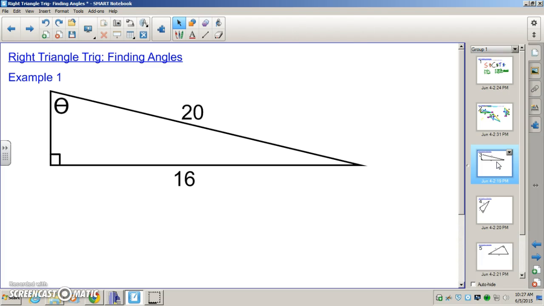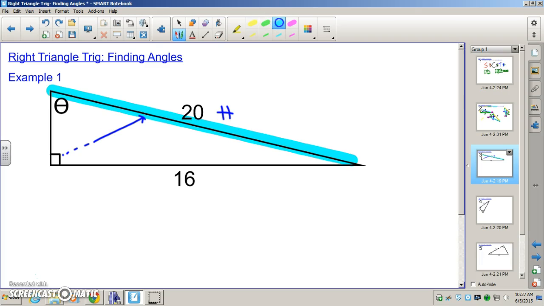the first thing I do is I'm always going to identify the hypotenuse. It's always across from the 90. So I have the hypotenuse. Now right next to the angle in question is my adjacent, which leaves all the way over on the other side my opposite.